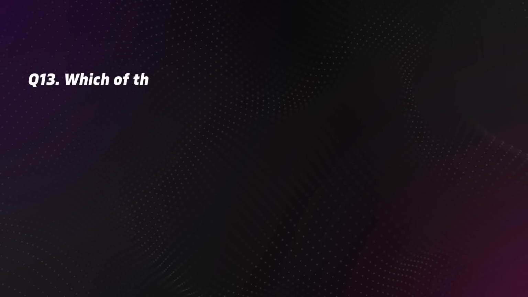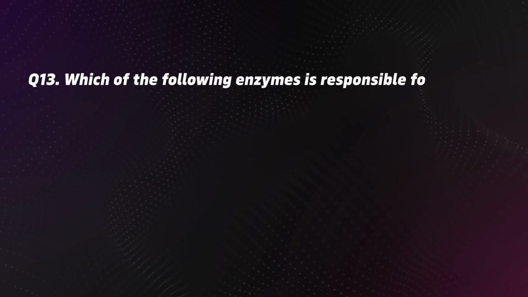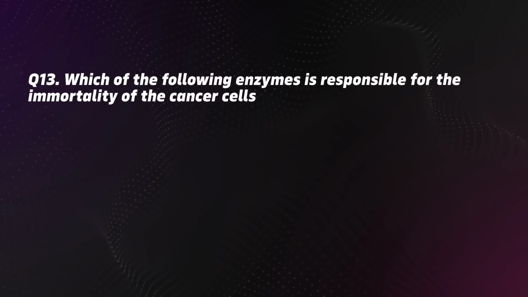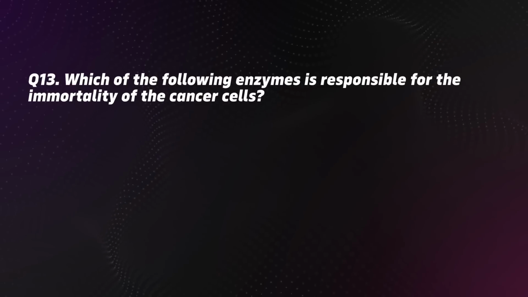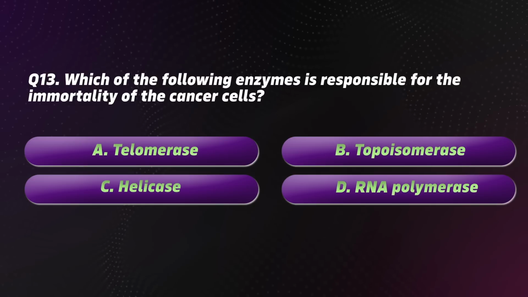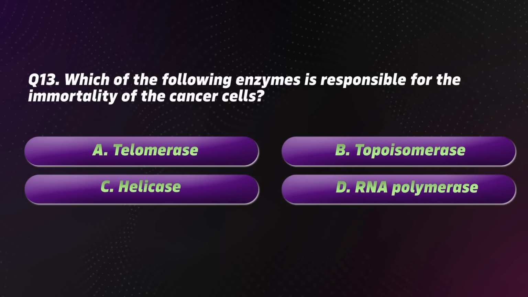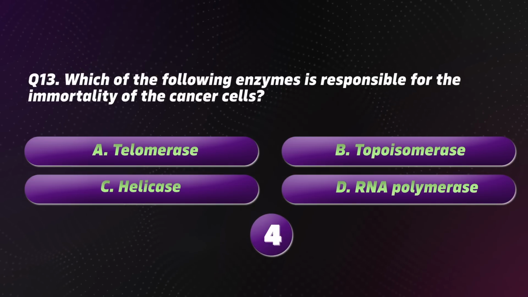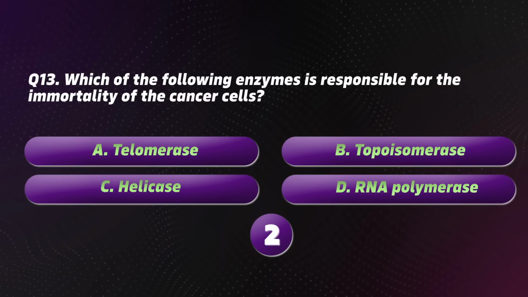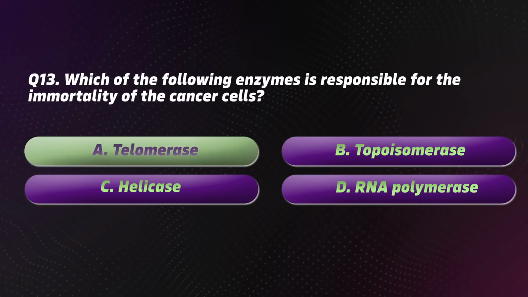Question 13. Which of the following enzymes is responsible for the immortality of the cancer cells? Here are the options. A. Telomerase. B. Topoisomerase. C. Helicase. D. Anapolymerase. And the correct answer is option A.